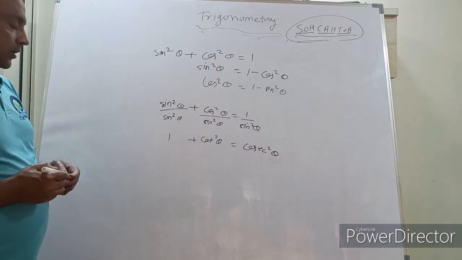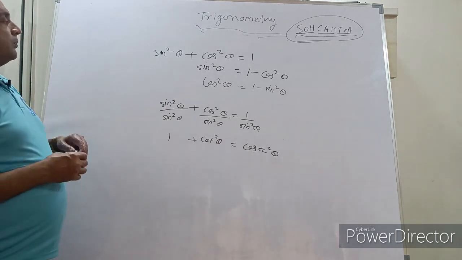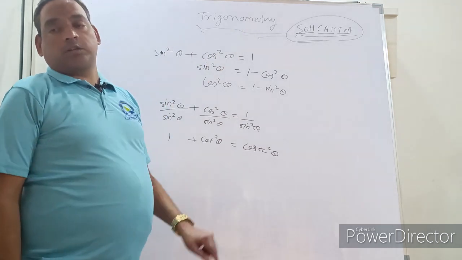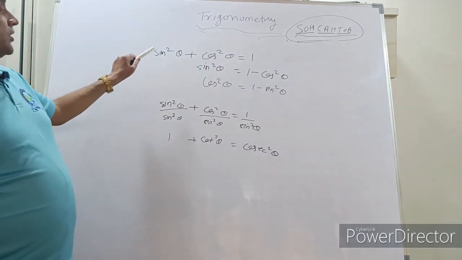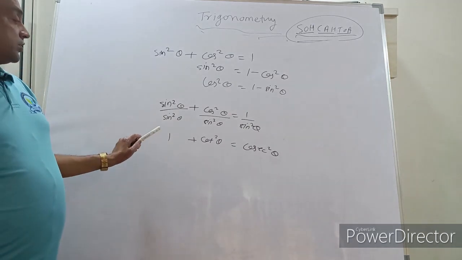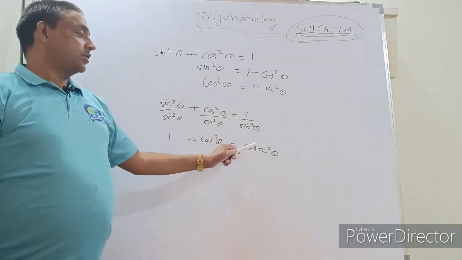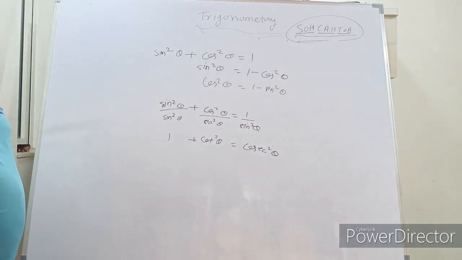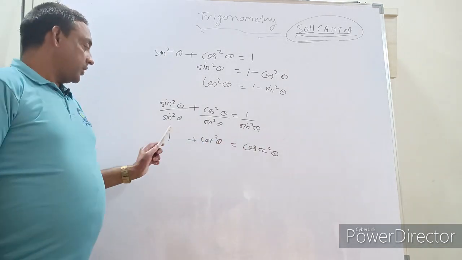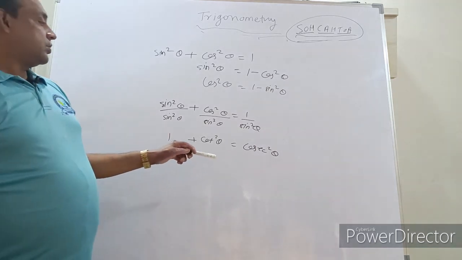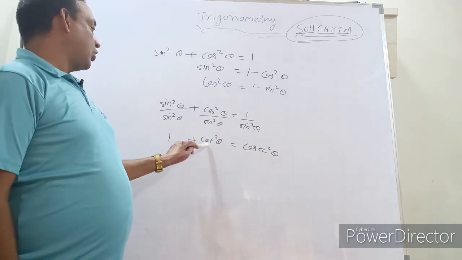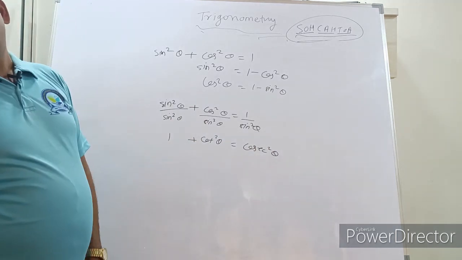Simple. So if you remember only one identity, sine square theta plus cos square theta is equal to 1, you divide the whole thing by sine square theta and you will get the second identity, which is 1 plus cot square theta is equal to cosec square theta, or cot square theta is equal to cosec square theta minus 1, or cosec square theta minus cot square theta is equal to 1.